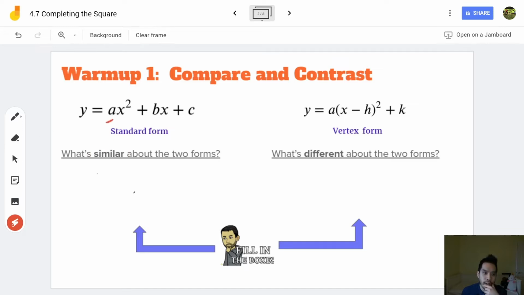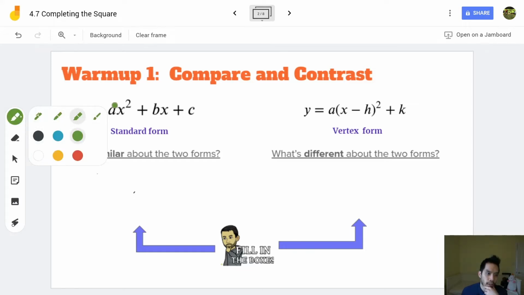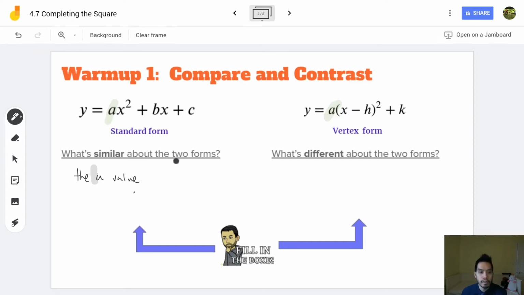To me, what's similar is that A and that A. I think you've seen this before when we talked about it, but it's very important. This A and that A are the same. So let's write that out: the A value. That's the exact same thing, and it's also the same for factored form as well. It tells you which way it's opening, up or down, and if it stretches or compresses. So you can tell straight from there.